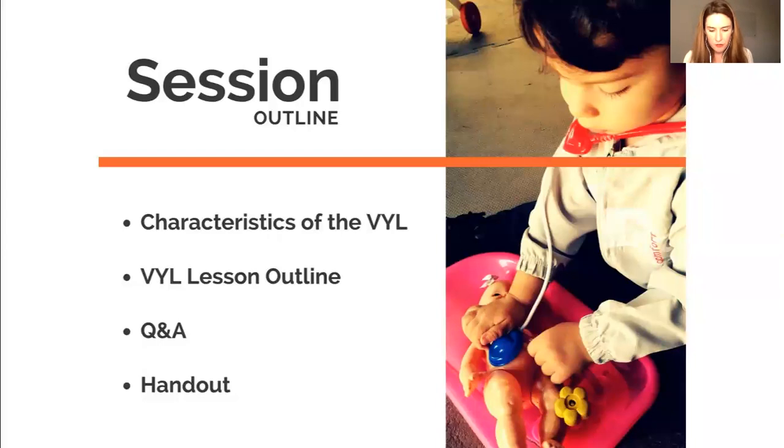We're going to start off by looking at the characteristics of the very young learner. Now, this is essential. Before you start planning lessons, you need to understand the age and stage that these students are at and what makes them so different from learners of other age groups. Then I'm going to jump straight in and show you my very young learner lesson outline. And I'm going to go through stage by stage with some ideas of how to make that happen.